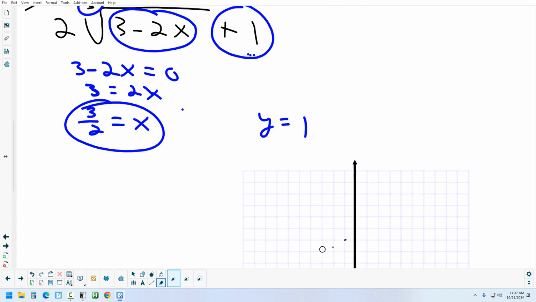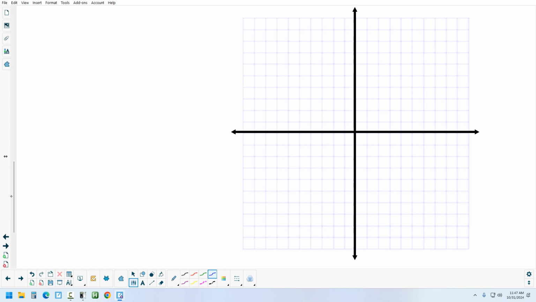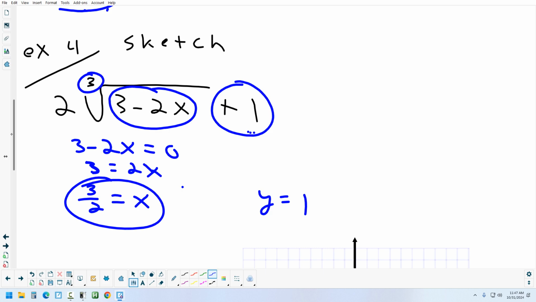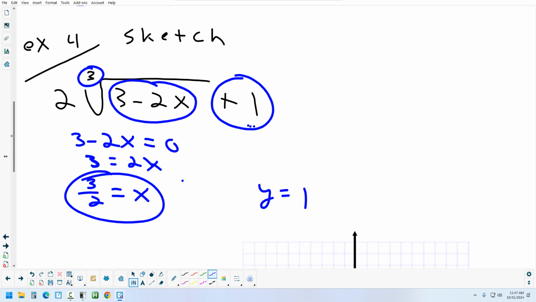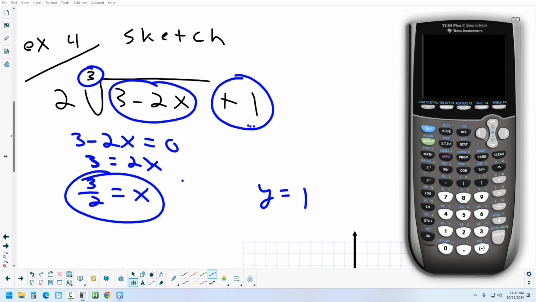Okay, so the first point we can put right now is 1.5 comma 1. And how do you think I'm going to quickly get some more points? I want a quick way to get maybe 6 or 7 more points. Yeah, use the table. We're going to use the table.